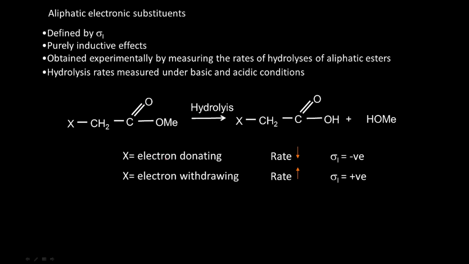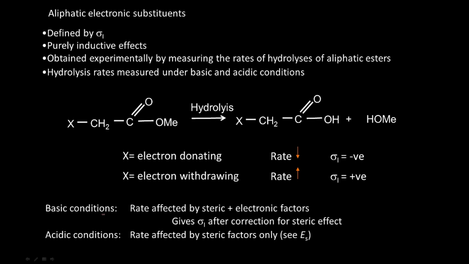So if X is electron donating, the rate goes down because sigma 1 is negative. If X is electron withdrawing, the rate goes up because sigma 1 is positive. Okay, understand? So in aliphatic systems there is only inductive effect, there is no resonance effect. How do you measure? We can measure by looking at the rates of hydrolysis of aliphatic esters. Hydrolysis is measured under basic and acidic conditions. So if you have electron donating, the rate goes down. If you have electron withdrawing, pulling, the rate goes up.